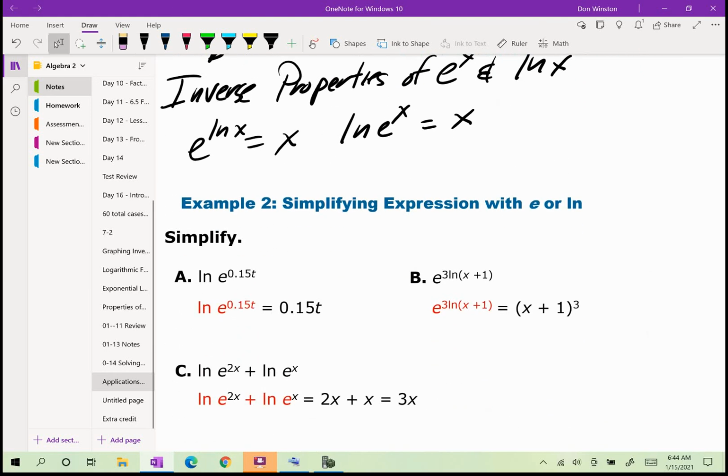So for example, we have the natural log of e raised to 0.15t. So that just cancels out, and we have 0.15t. Then e raised to the 3 times the natural log of x plus 1, we have to undo the power property. So e raised to the natural log of x plus 1 cubed. Again, that cancels out, and we're just left with x plus 1 cubed.